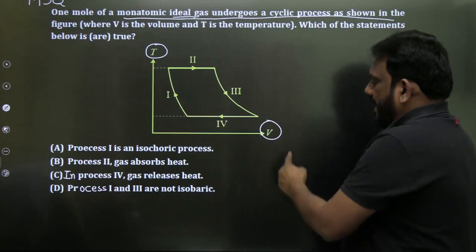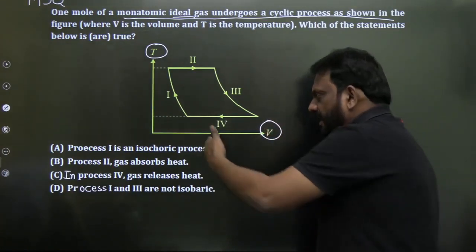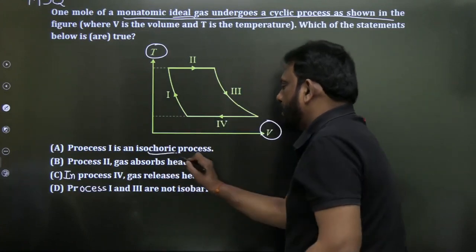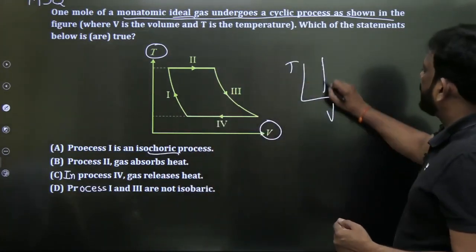isochoric. If you take volume here, isochoric means constant volume. Isochoric is constant volume. On a TV diagram, isochoric should be vertical.